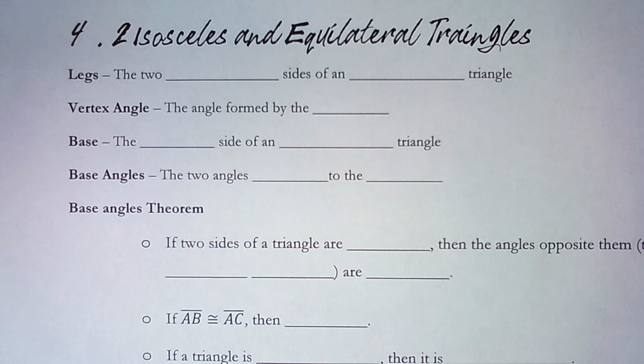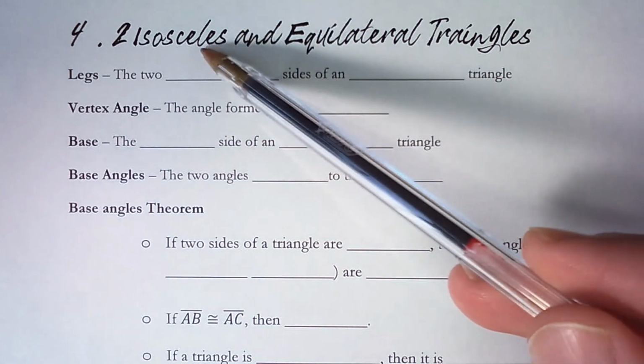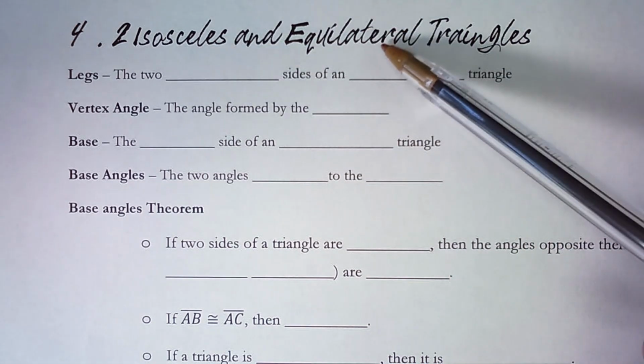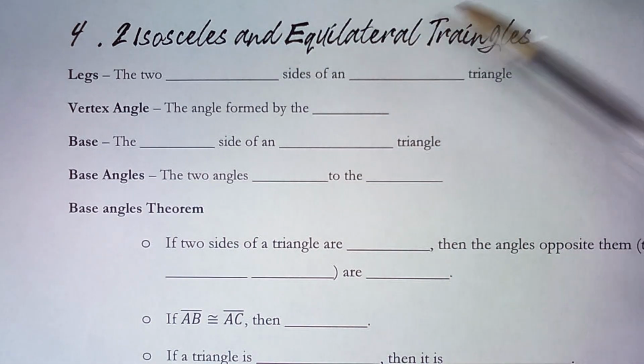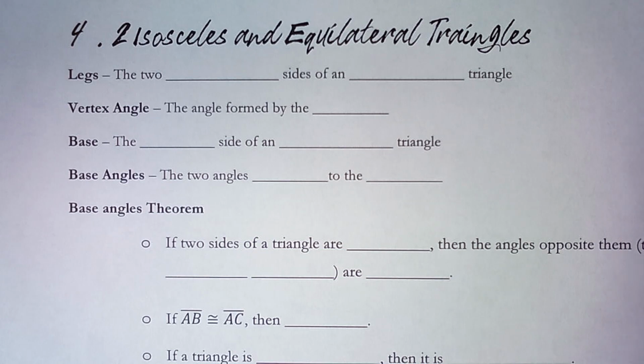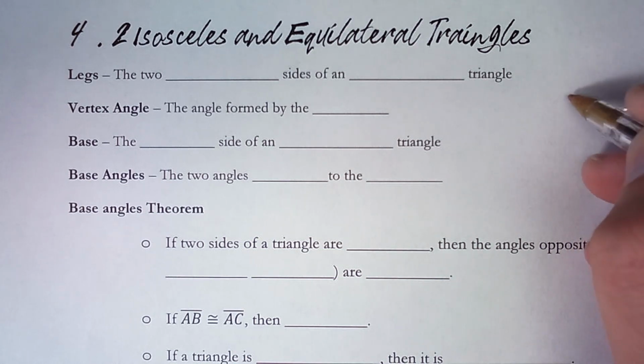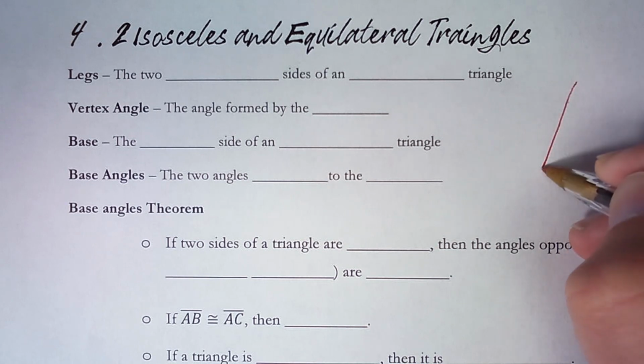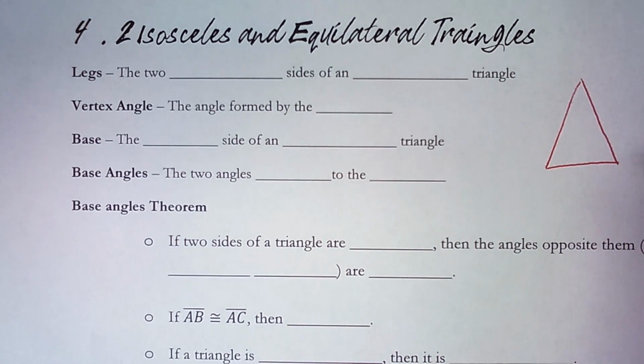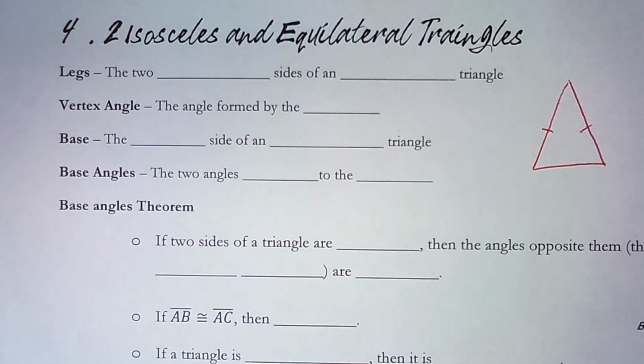Hey guys, today we're going to talk more about triangles, but we're going to specifically talk about isosceles triangles and equilateral triangles. So we're going to start with some isosceles triangles, and first I'm just going to draw an isosceles triangle over on the side here. So remember, an isosceles triangle has two congruent sides. And now we're going to talk about parts of that isosceles triangle.